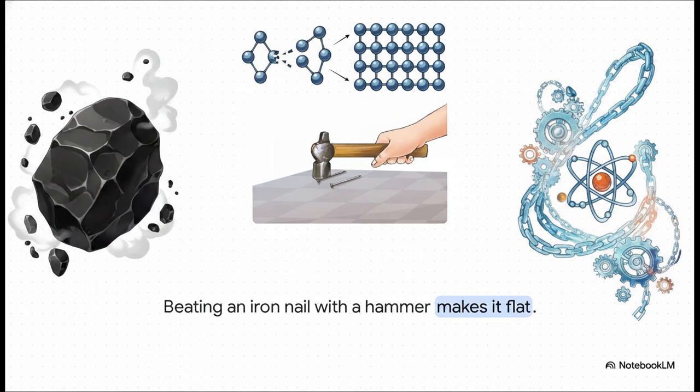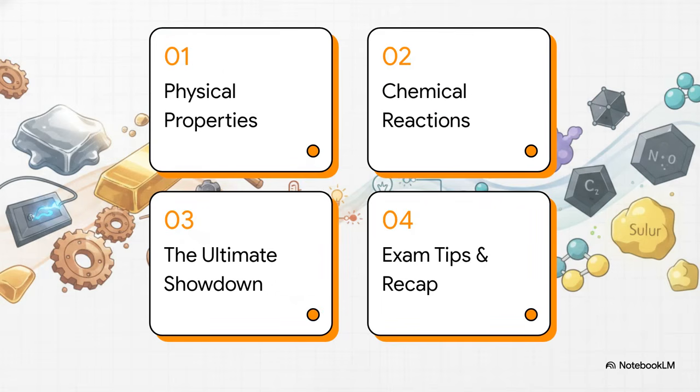Well, as you can see right here, when that hammer comes down, the iron nail doesn't shatter. It just changes its shape and flattens out. This everyday observation is actually the master key to unlocking the science of metals and nonmetals. The iron nail is a metal, the coal is a nonmetal, and this simple test reveals the fundamental differences hiding inside their structures. Here is our game plan for this explainer.